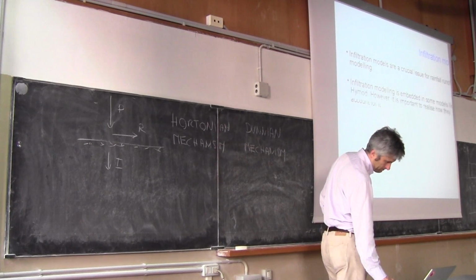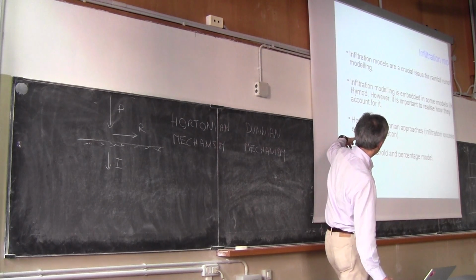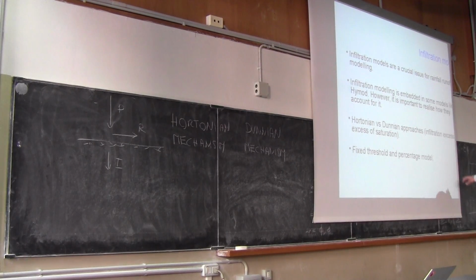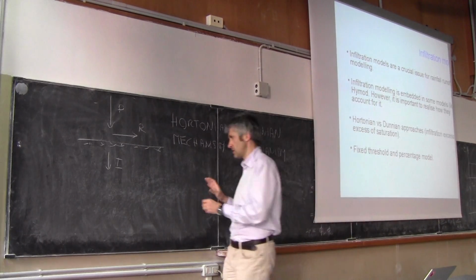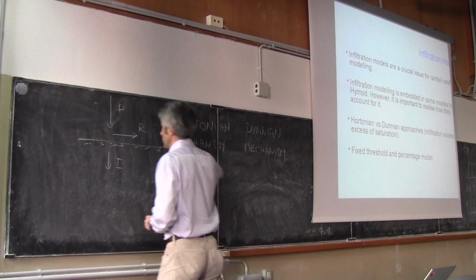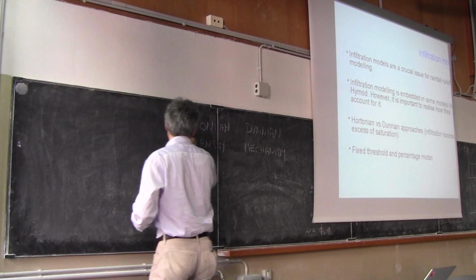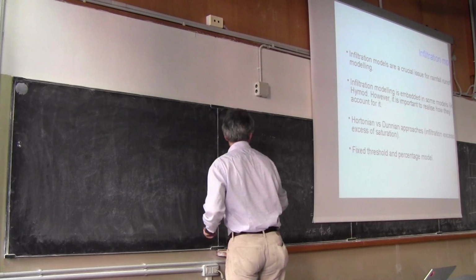So basically, here you can see what I already explained. Infiltration modeling is embedded in some models like IMOD, Hortonian versus Dunnian approaches, and here you can see a first example of some very simple models for taking infiltration into account. Let me just explain briefly what I mean with these two models. The first model, you see, is the fixed threshold, and the second is the percentage model. So let me start with the second.